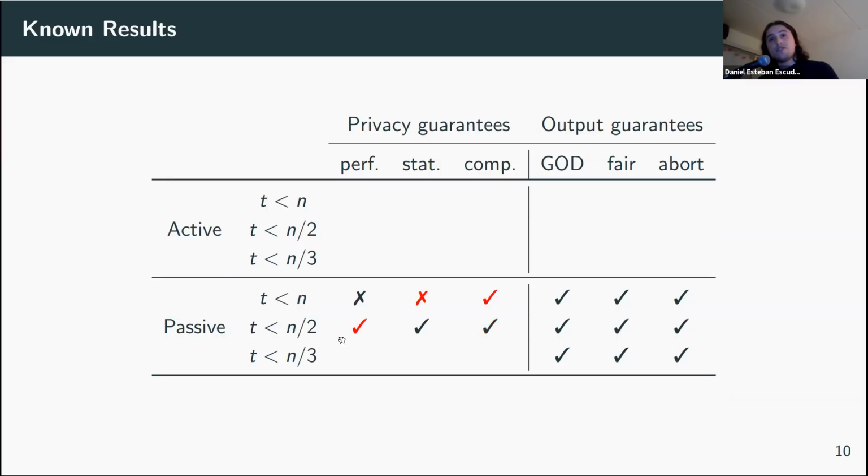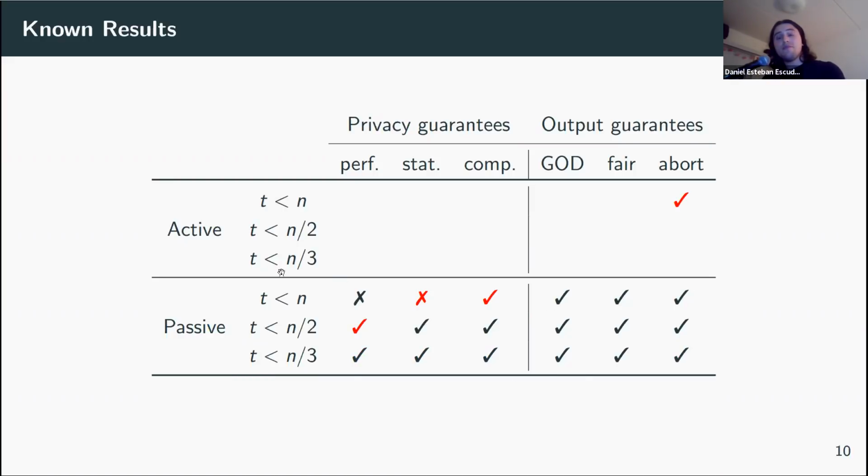Of course, if you can get a protocol with the best security, then you can get protocols with the other two because they're weaker than perfect. So again, the black marks are implied by the red marks. And of course, if you can get a protocol for T less than N/2, then you can get a protocol for T less than N/3 because here you have even fewer corruptions. So if you can support at most N/2, you can support in particular at most N/3. Good. So that's the panorama for the passive adversary.